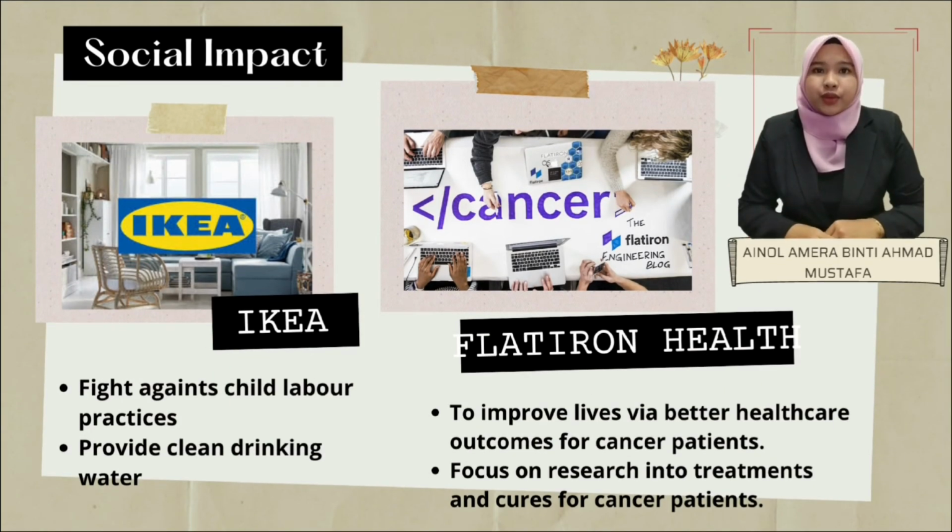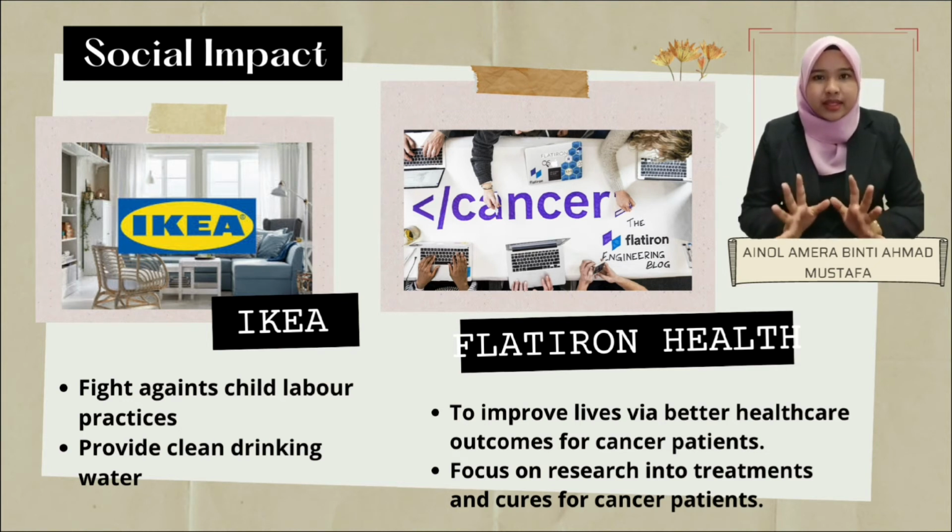Next, I will continue with examples of events that we can relate to social impact. The first one is IKEA, which designs a social impact campaign in helping children learn and grow. What they did was they committed to fight against child labor practices and provide a better future to needy children in the world. They also provide clean drinking water to children who live in undeveloped places in the world.